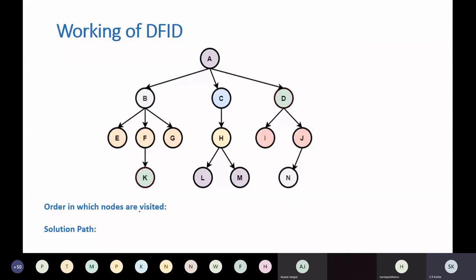Suppose this is the search space, the search tree given to you. Suppose G is a goal. Then trace the execution of this algorithm. What is the order in which nodes will be visited?